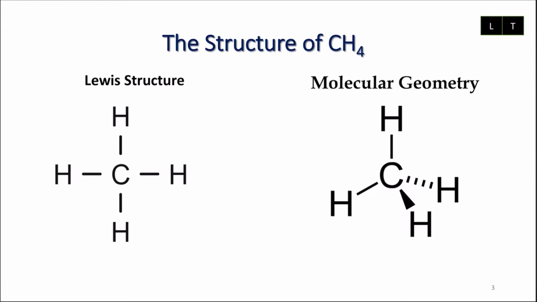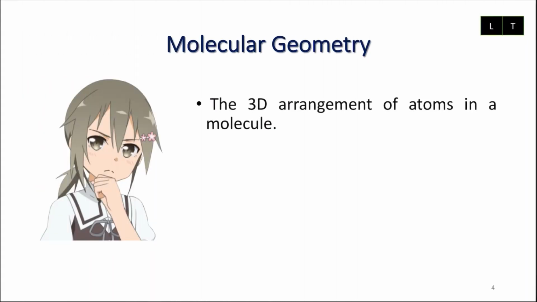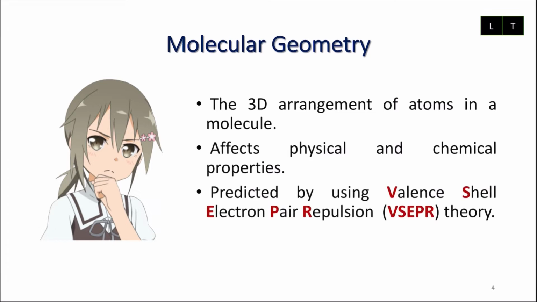So what is molecular geometry? Molecular geometry is the 3D arrangement of atoms in a molecule, where this geometry will affect the physical and chemical properties of that molecule. We are going to determine the molecular geometry by using valence shell electron pair repulsion theory, or VSEPR theory.